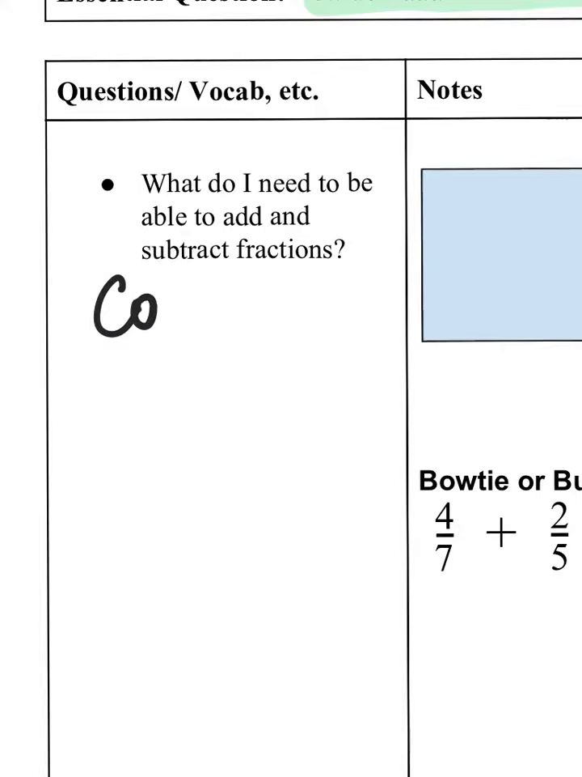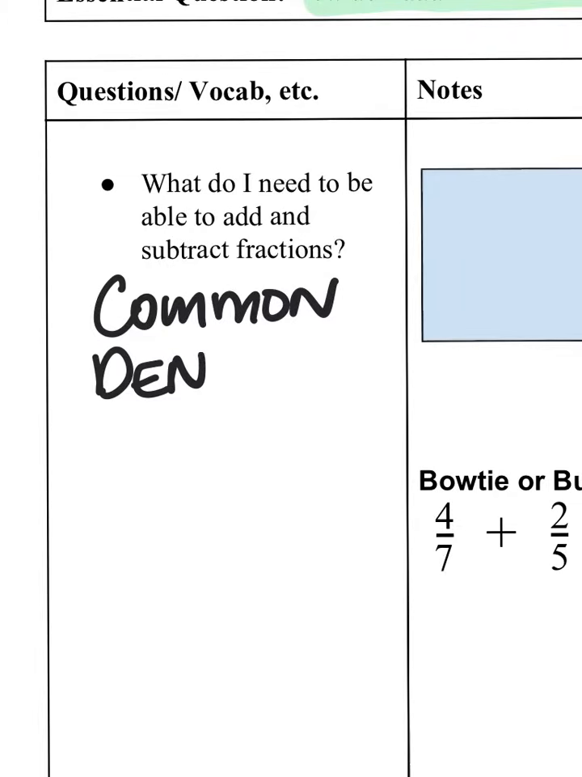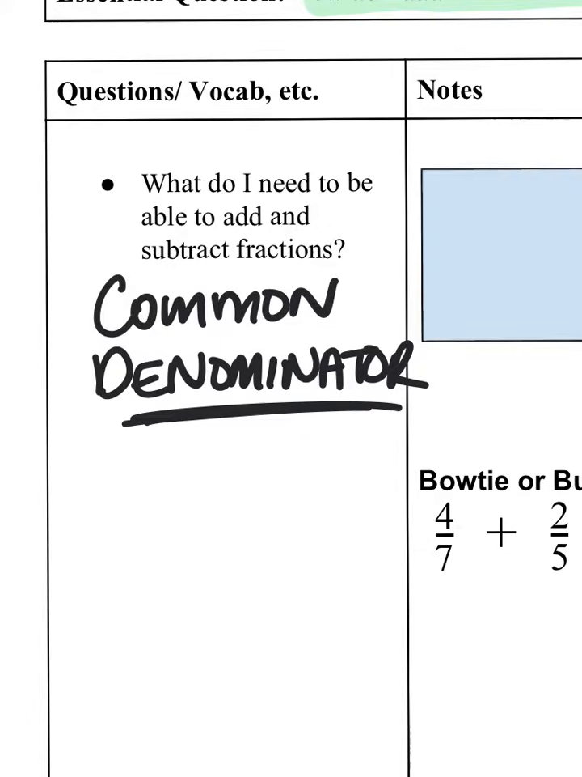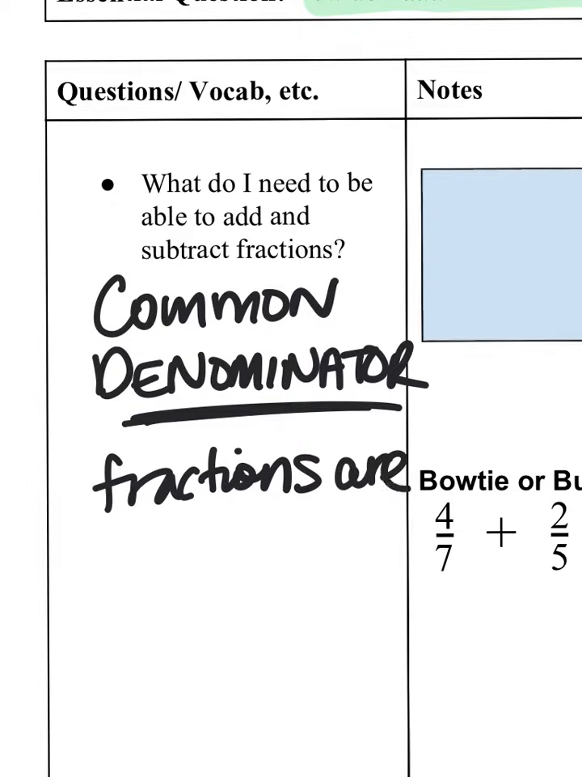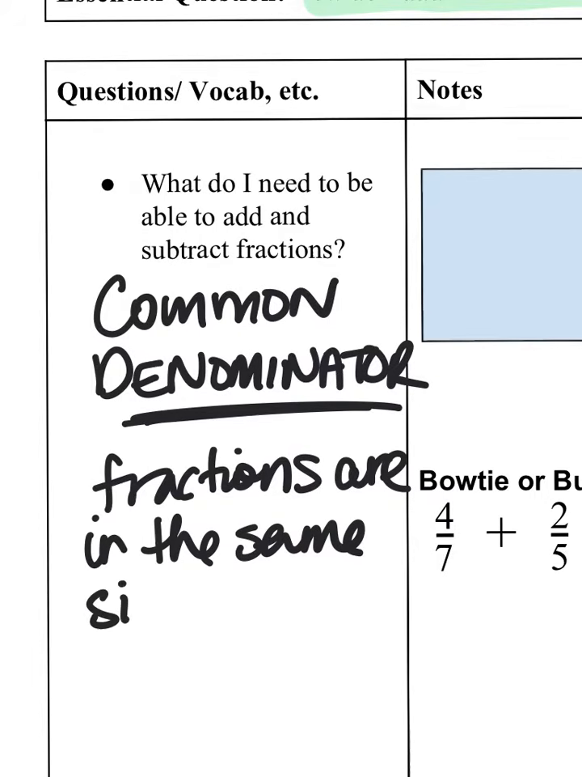You need a common denominator. And it doesn't need to be the lowest common denominator. It doesn't matter because we can always simplify back. So we're not going to worry about lowest. We need a common denominator. And what does that mean? That means that the bottom number has to be the same, so that our fractions are in the same size pieces. We're just going to call them pieces because that's kind of what they are, right? They're the parts of a whole.